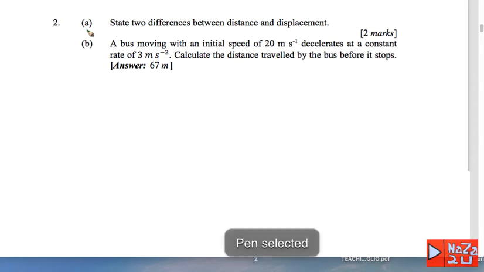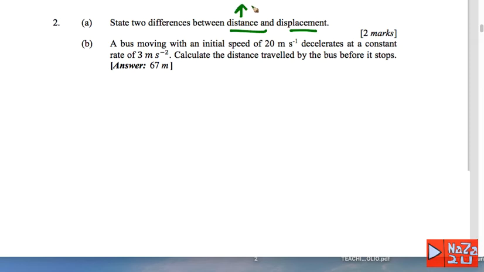Hi, question number 2. State two differences between distance and displacement. The first is that distance is a scalar quantity, and displacement is a vector quantity. And distance refers to the path length.